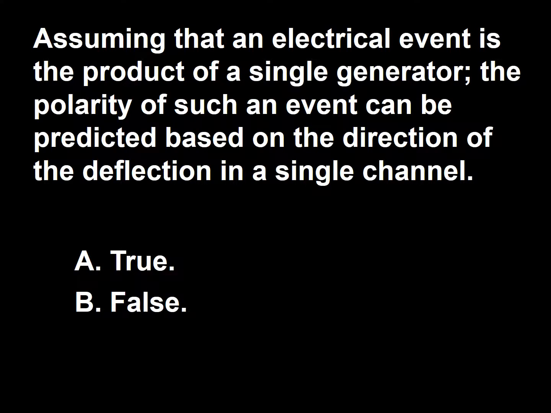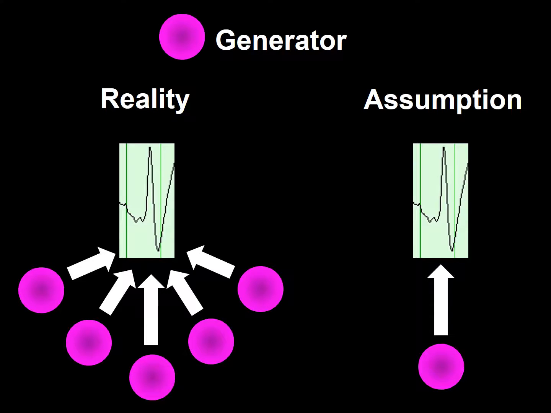Next question. Assuming that an electrical event is the product of a single generator, the polarity of such an event can be predicted based on the direction of the deflection in a single channel. A, true; B, false. It is important to understand that it is not likely that any electrical event captured during EEG recording is the product of a single generator. But it is also important to remember that we have to assume a single generator for us to be able to interpret any event occurring in the brain and viewed in the EEG.